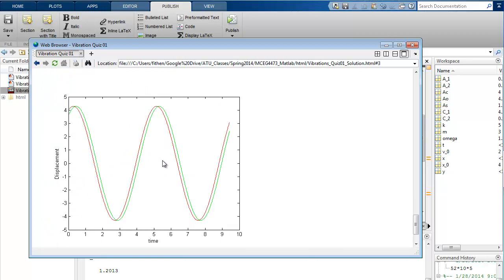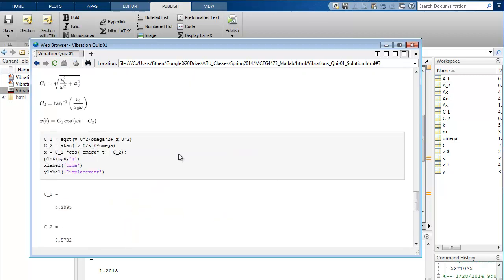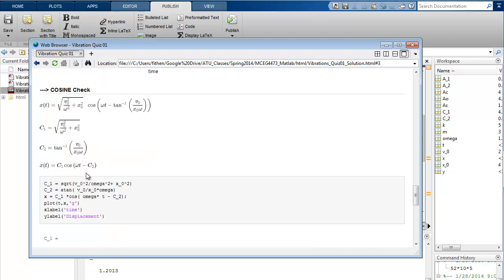Your goal is to find out exactly why this is, what seems to be the discrepancy here, and solve it out and figure this out. So I'm going to leave that to you. I'm going to post a skeleton of this in the Google Drive under Quiz 1.